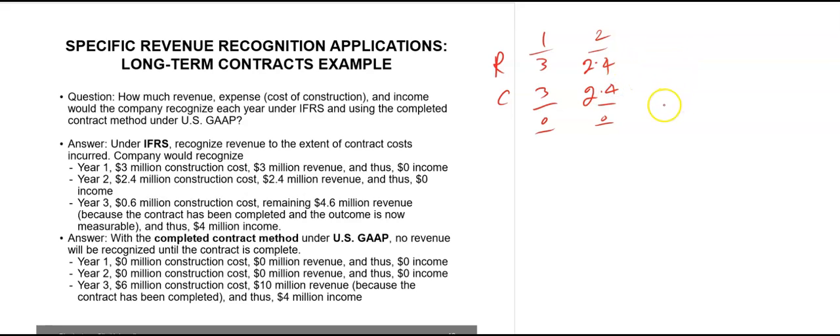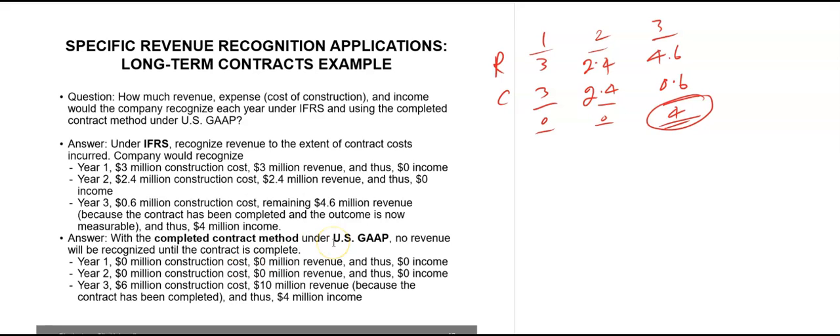In year 3, we will be reporting $4 million in net income because this year now we are going to have only 0.6 million in cost and 4.6 million in revenue, and that will be the case because we are now recognizing total income of the project in the final year when it is completed.